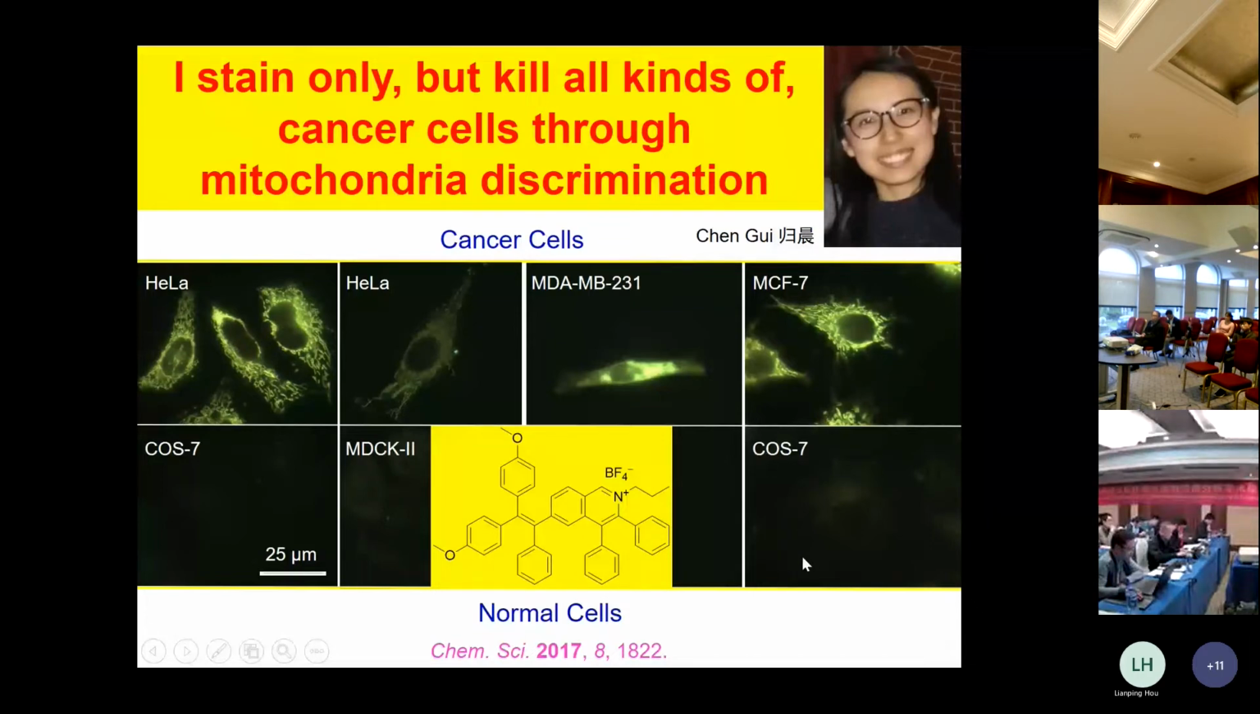Actually, the reason is very simple. If you still remember the previous PPT, I have talked about the membrane potential change. Basically the difference between cancer cell and the normal cell is that the cancer cell has very active metabolism. So that will make the membrane potential very negative. And also because it's a very active metabolism process.